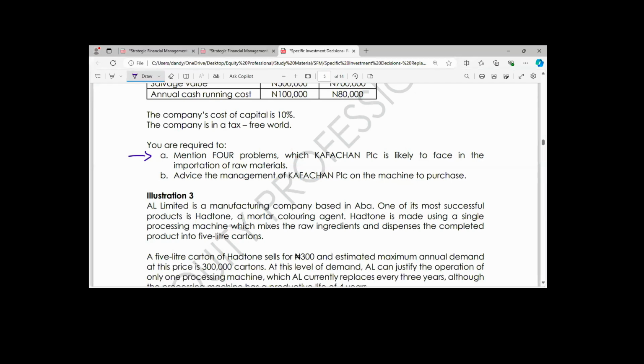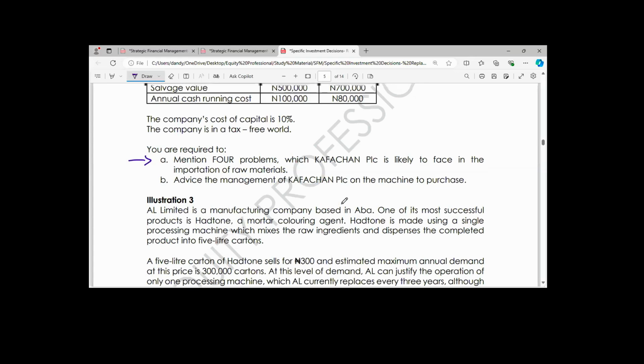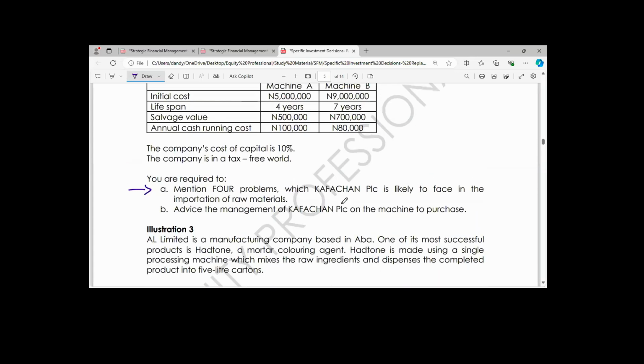You should internalize it, personalize it, make it your own. You are the owner, you are the importer. You want to import raw material from abroad. What are the challenges that you're likely going to face? I need somebody to mention one. The examiner says you should mention 4. Somebody should give me one.